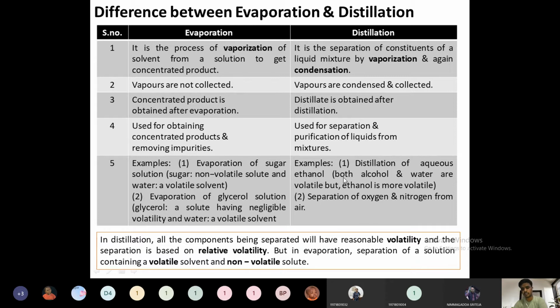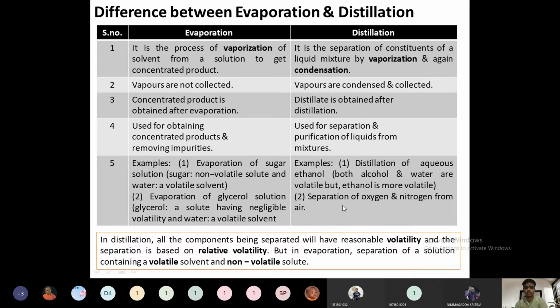Where the examples for distillation are concerned, one is separation of alcohol, in particular ethanol and water. Ethanol is a more volatile component compared to water, or methanol and water. In the methanol and water composition, the more volatile component is methanol. In the ethanol and water composition, ethanol is the more volatile component. We can separate the more volatile component ethanol from the less volatile component water. That is an example for distillation. The next example is the separation of oxygen, nitrogen, and argon from air. Whatever elements are present in the air will be separated out using cryogenic distillation, or low temperature distillation.